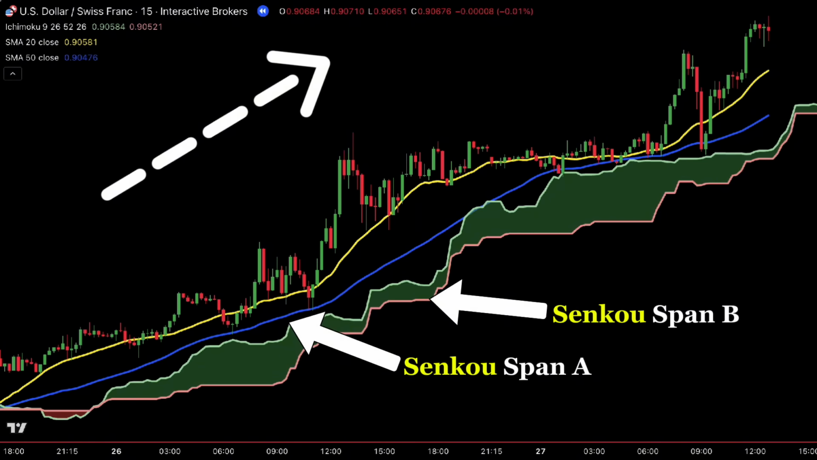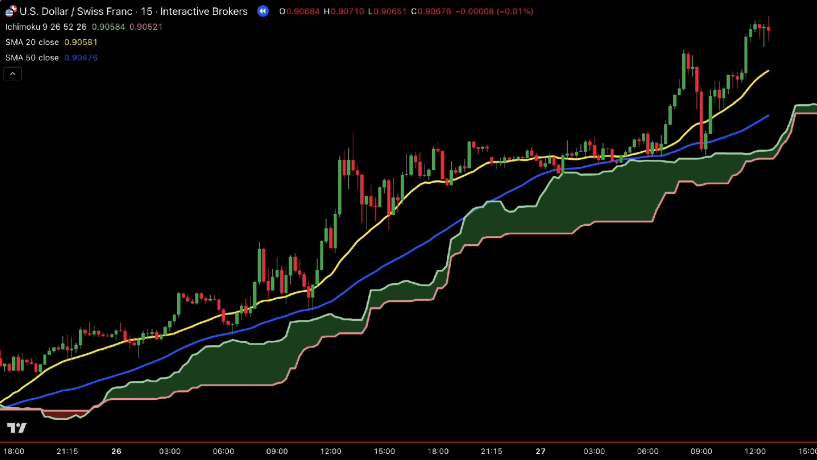So what do we do? We wait for pullbacks into our dynamic support levels, the 21 and 50 simple moving averages. We don't wait for price to return to static support. It may never happen. We let the moving averages guide us, just like institutions do.